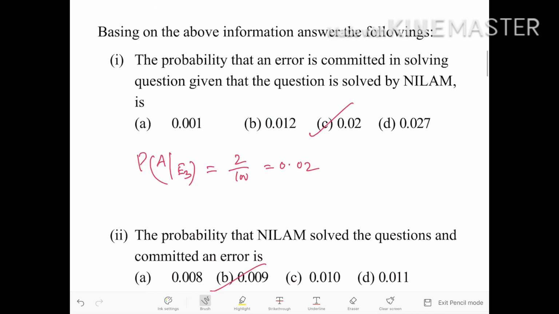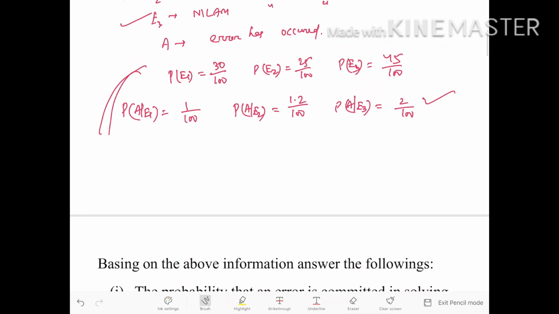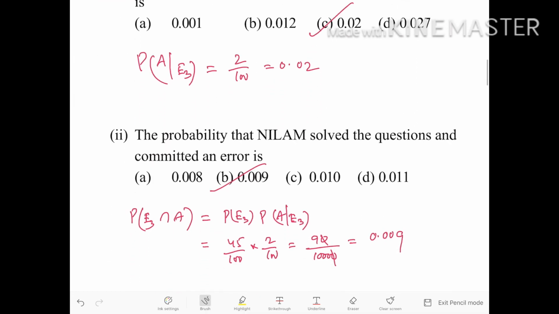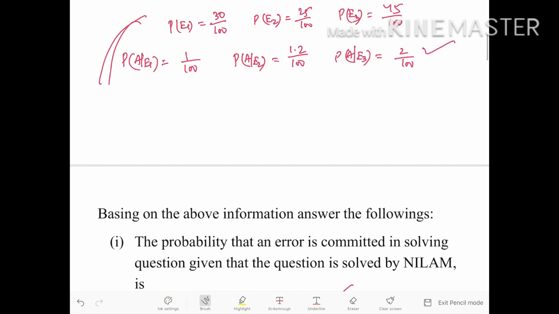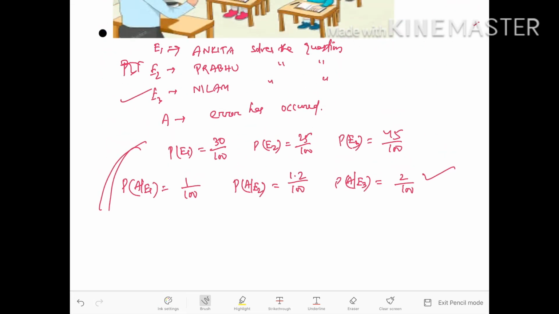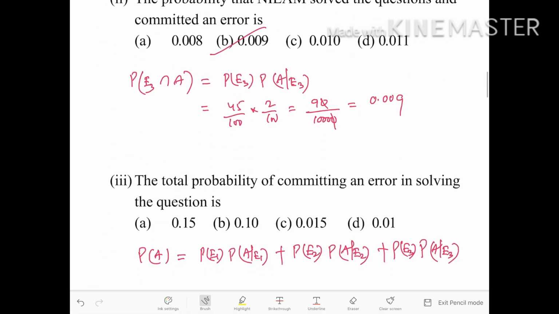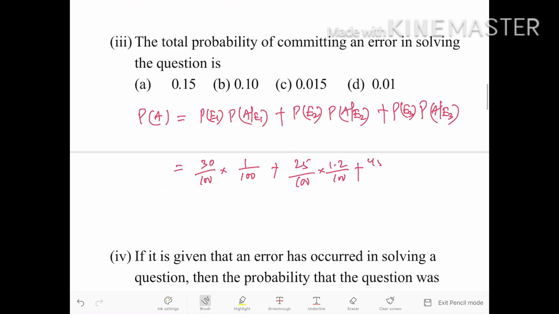See, probability of E1 is 30 by 100 and probability of A condition to E1 is 1 by 100. Again similarly, probability of E2 is 25 by 100 and A condition to E2 is 1.2 by 100. So here 25 by 100 into 1.2 by 100. Now for the third one, the probability of E3 is given 45 by 100 and A condition to E3 is 2 by 100. So 45 by 100 into 2 by 100.